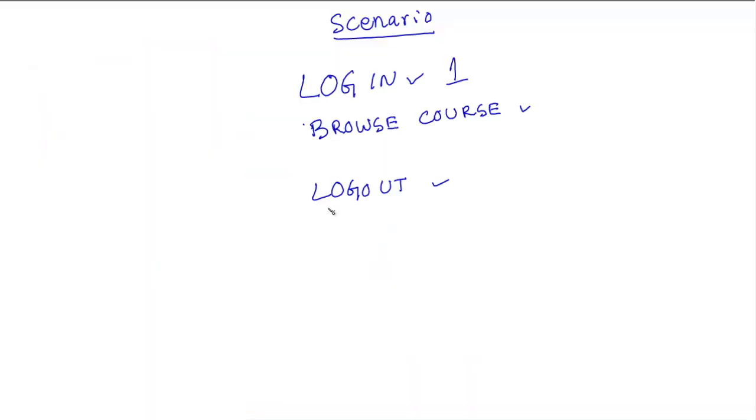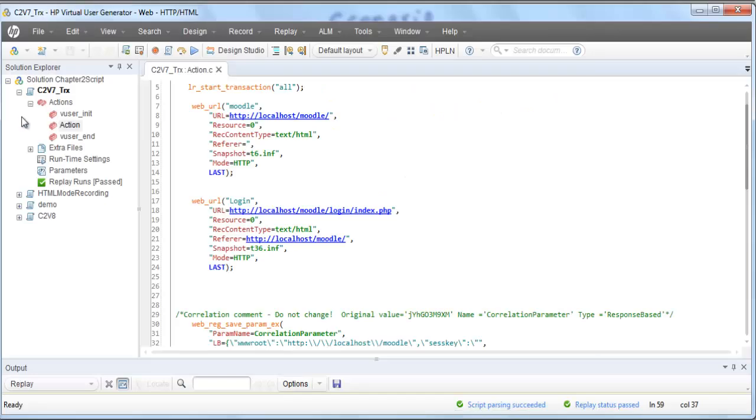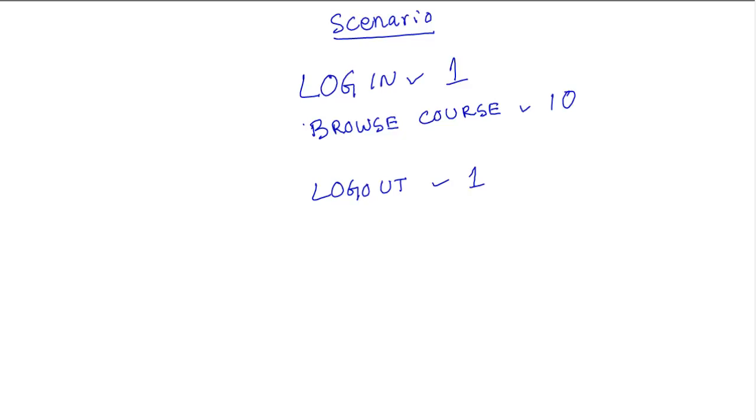So the question is how you can modularize this so that we log in once, browse 10 times, and log out once. Our LoadRunner has already given us two more actions: vuser_init and vuser_end. So this is what is going to happen. We have init, and then end, and then we have action.